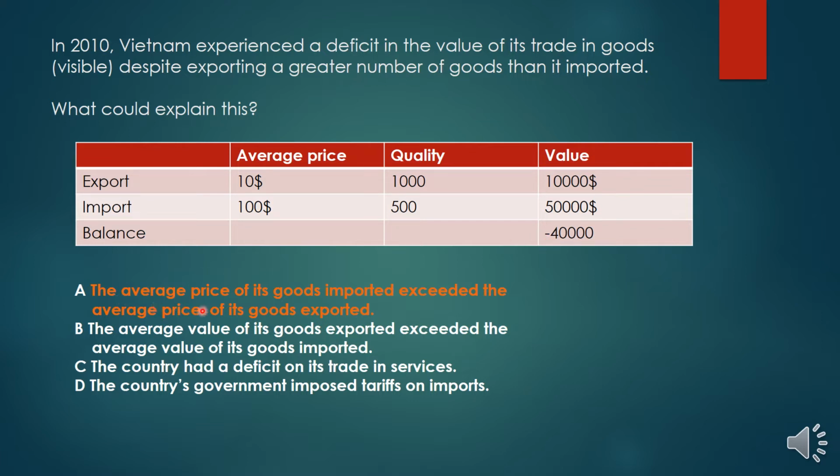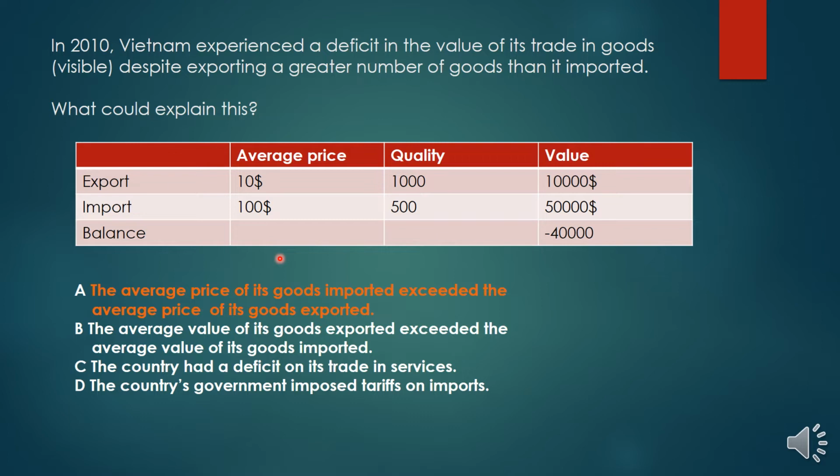Why? Because the average price of its goods imported exceeds the average price of the goods exported. So listen, import price is greater here. Then only will the balance of payment on trading goods become a deficit, because the export quantity is greater. Even though the quantity is greater, how will the balance of payment be in deficit? It will happen when you are importing more finished products. For example, just take the Maldives. The Maldives is exporting tuna and importing iPhones. Just imagine, the exported tuna price will be very cheap, but the iPhone price will be very high. So if the average price of import is greater, the balance of payment will become deficit. That's why option A is right.